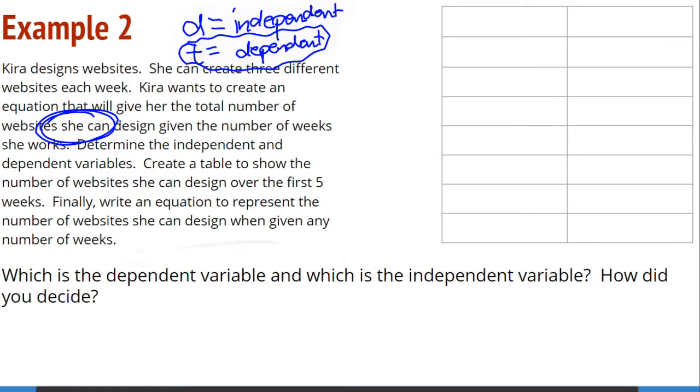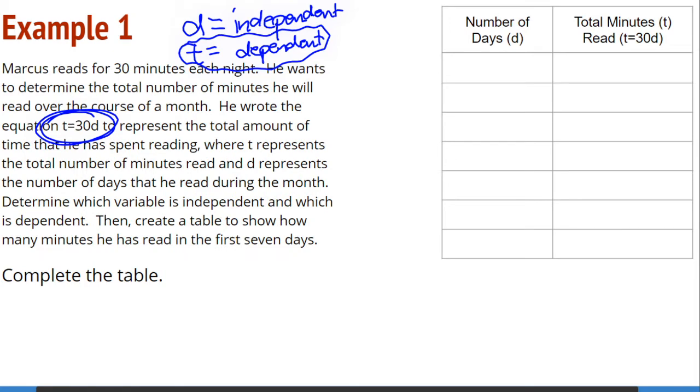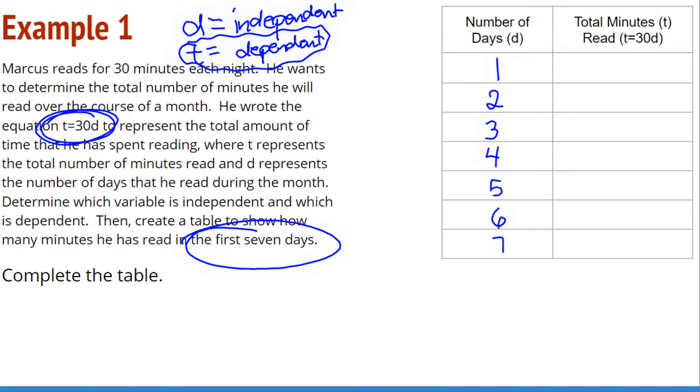So we need to now complete the table. So if I read, it says for the first 7 days. So day 1, day 2, day 3, day 4, day 5, day 6, and day 7. Times 30, times 30, times 30. Now I'm drawing the arrows so that you can see how I'm getting the numbers.